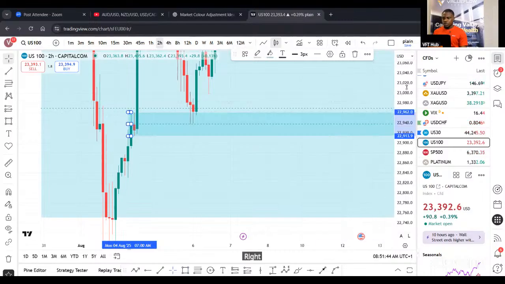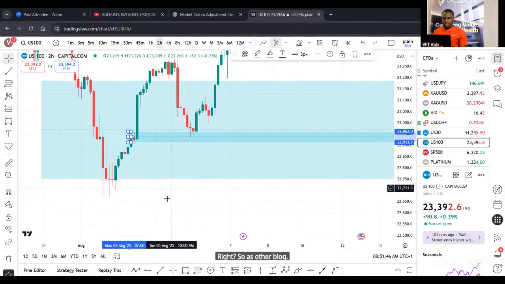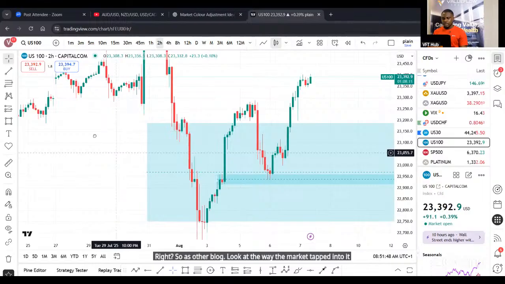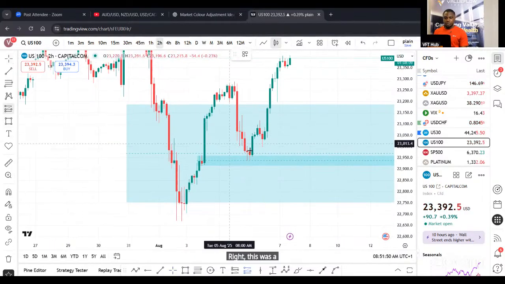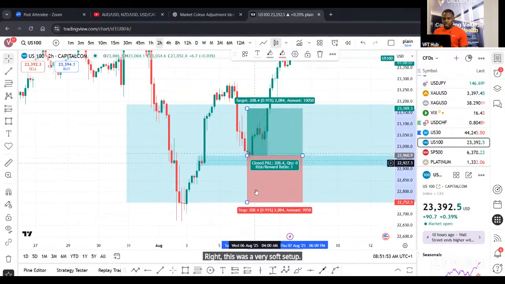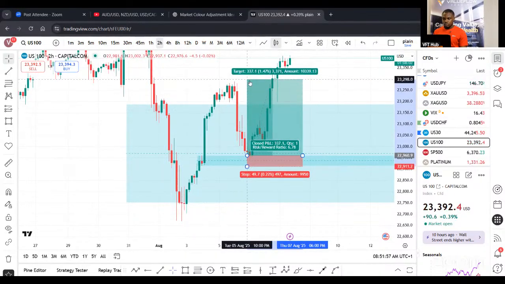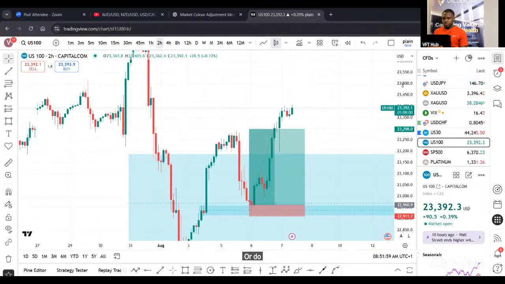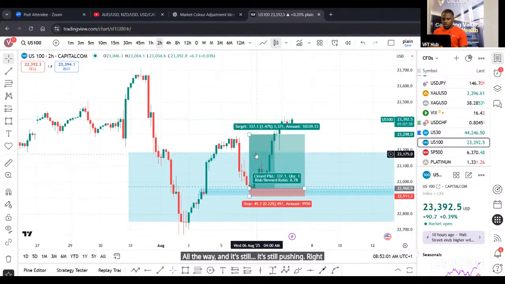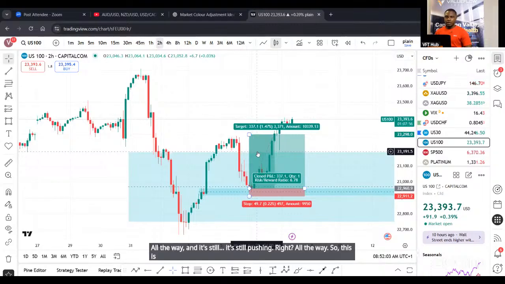Right? 2 hours order block. Look at the way the market tapped into it gently, right? This was a very soft setup. Market tapped into it gently and then all the way, and it's still pushing, right? All the way. So this is some very, very funny things that happen sometimes.